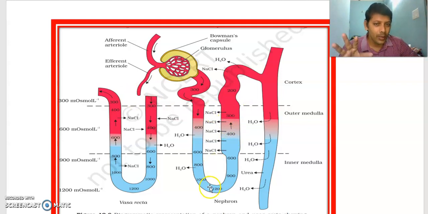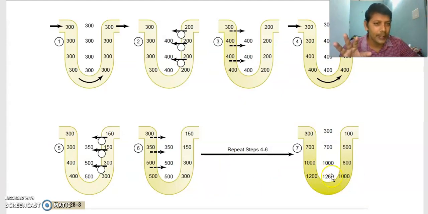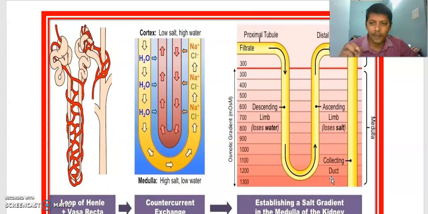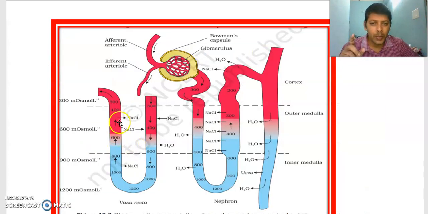Here, who established that 1200 osmolarity? Loop of Henle. That 1200 has to be continued. Who is playing an important role in continuing that? Vasa recta plays an important role. It is again giving back the NaCl. Therefore, here the osmolarity is maintained. It is a very important point.